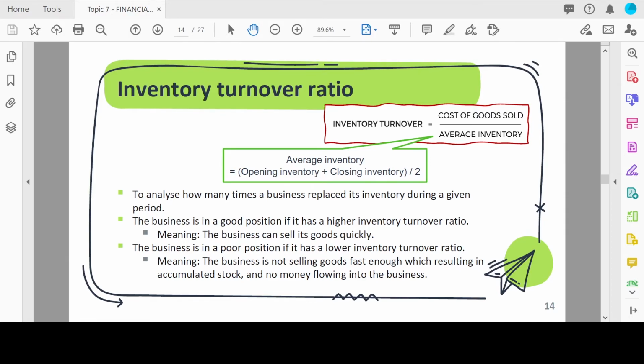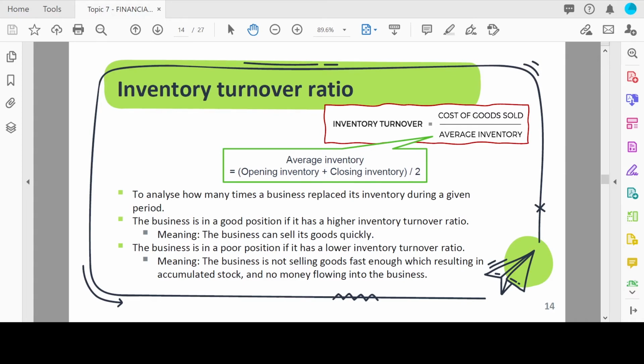We calculate inventory turnover ratio to analyze how many times a business replaces its inventory during a given period. We want to know how fast the business changes the inventory, because the faster you replace the inventory, meaning that you are making sales. If it takes time for you to replace the inventory, it means that you are not making sales, or your sales is not as fast as the other business. So you have to think of something.